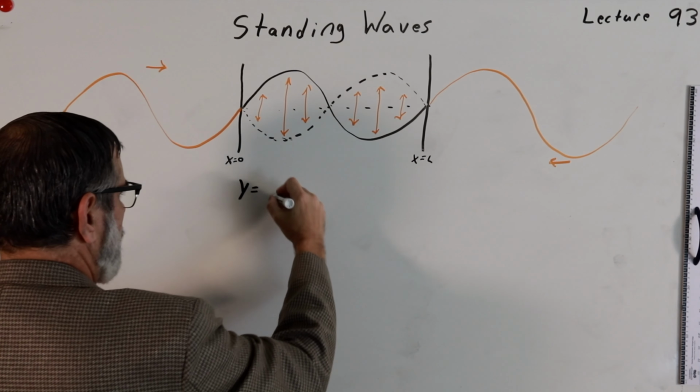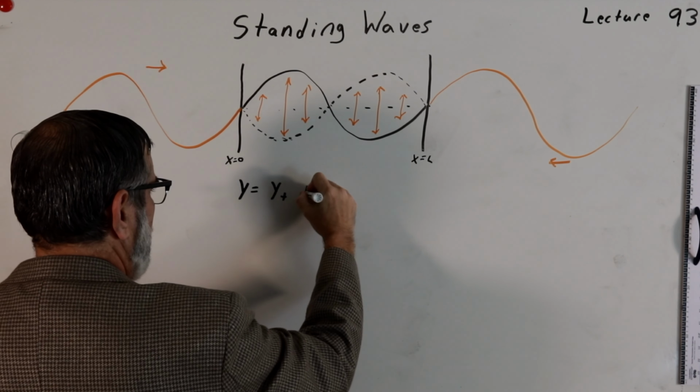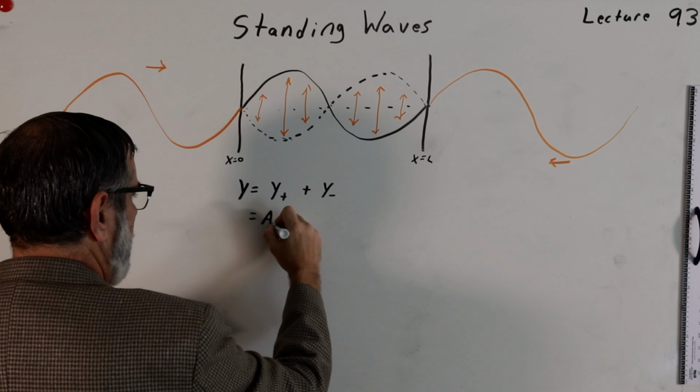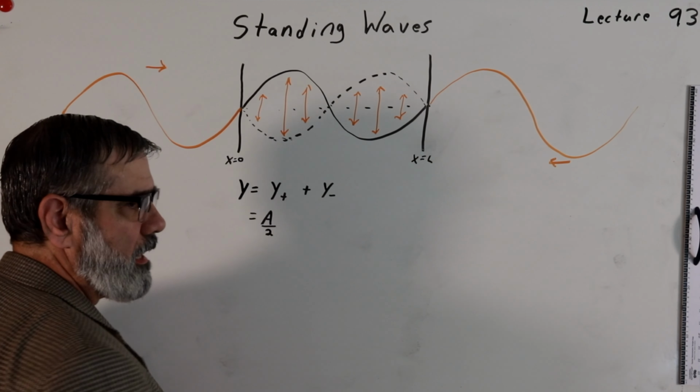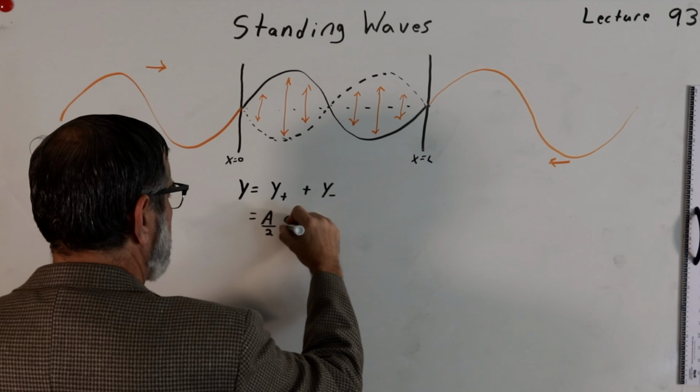Right, that y is equal to 2 parts. We'll call it y plus and y minus. So y plus is just going to be some a. I'm going to actually write it as a over 2, and that will become apparent in a minute. A over 2 times the sine.